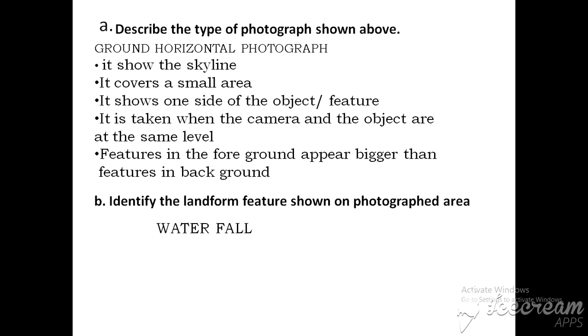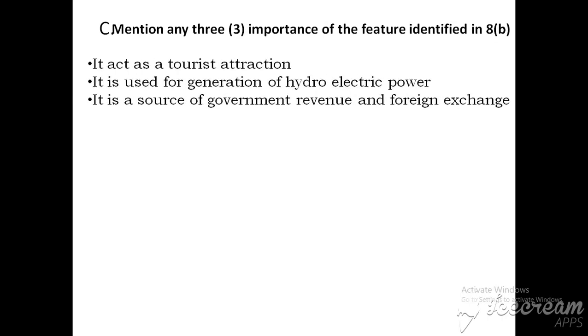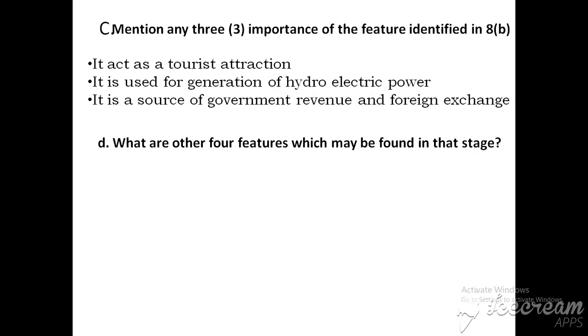Then question part C, mention any 3 importance of the feature. Identify the 3 importance of waterfalls. So it acts as a tourist attraction. It is used for generation of hydroelectric power and other importance like a source of government revenue together with foreign exchange. So the last question is to identify the 4 features which may be found at this stage.